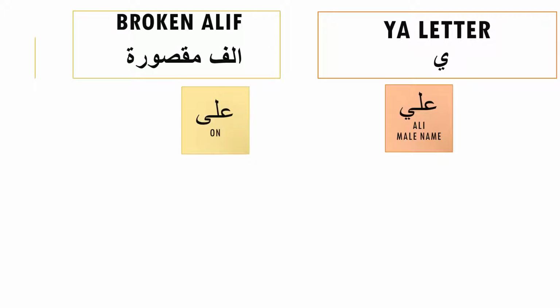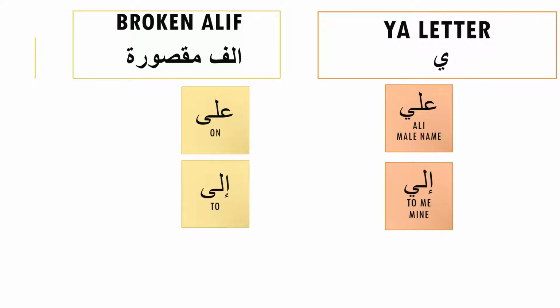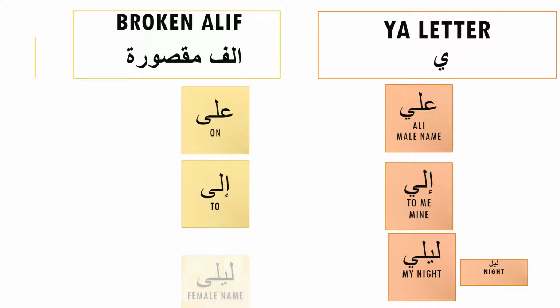Ala. See, there are big differences in the pronunciation and in the meanings as well. If you say ala, it's on. But if you say Ali, it's a male name. Ili, to me, it's mine. Ila is a preposition. Layli comes from the word layl. Layla. So you have to pay attention when you write broken alif or ya.